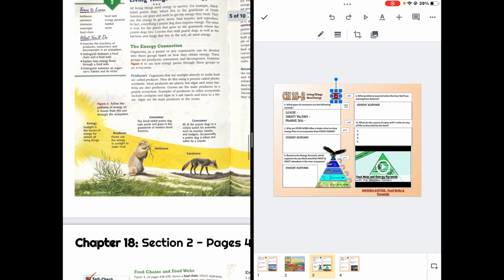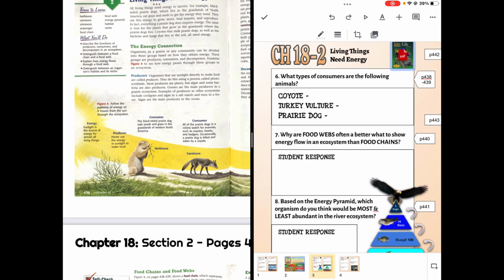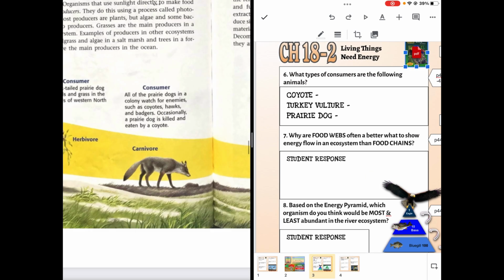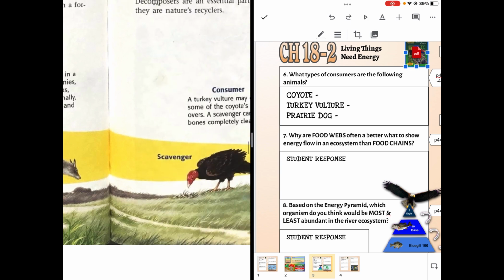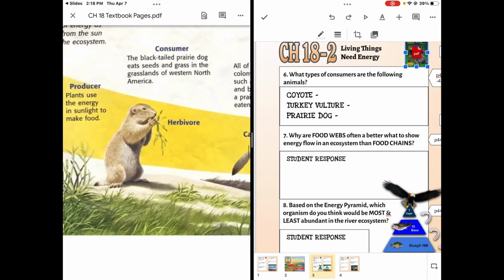And we're looking at types of consumers in this very simple food chain. So a coyote is what? So we would read the picture. And then a turkey vulture is what? And a prairie dog is what type of consumer?